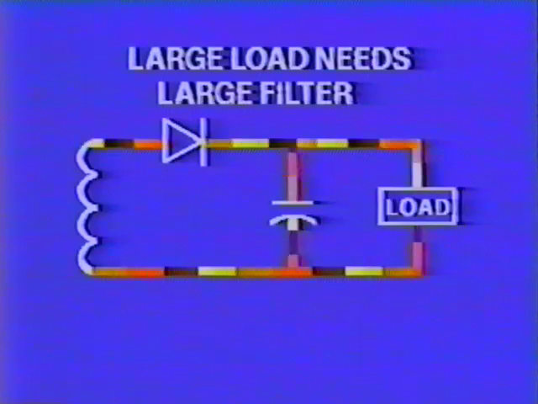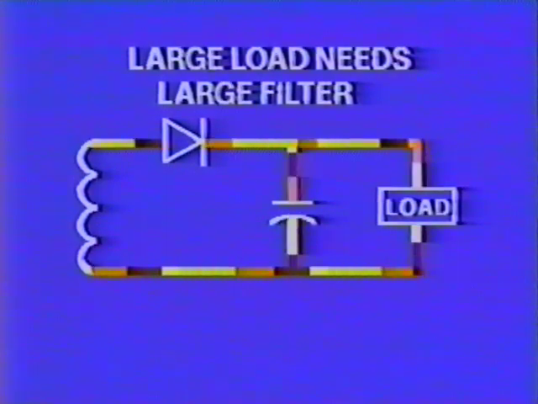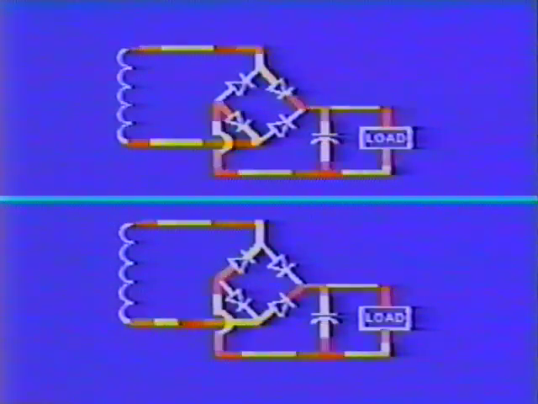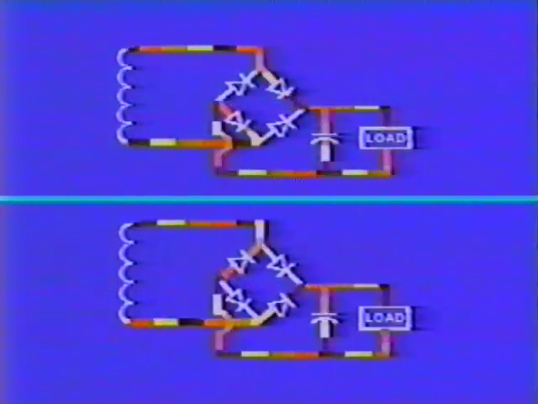The filter capacitor, then, provides power to the load during the cutoff period, smoothing the pulsations to produce more acceptable DC voltage. It should be apparent that a larger load current requires a larger filter capacitor. Also, since a half-wave rectifier conducts during only half the AC cycle, it requires a larger filter than a full-wave rectifier, which conducts during the entire AC cycle.